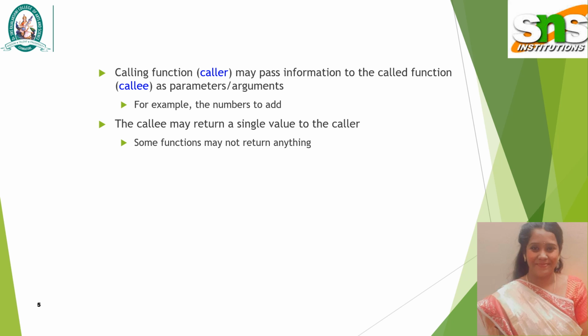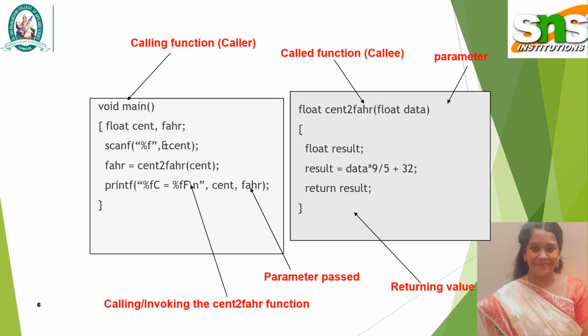When we call a function, we may pass information to the called function. That information is called parameters or arguments. That is, the data passed to a function is called parameters or arguments. We can pass a value as a parameter or argument to another function. Some functions will not return anything. This is called the calling function, which is the caller, and the other is the callee function, which is the called function. The values inside the round brackets are called parameters or arguments.